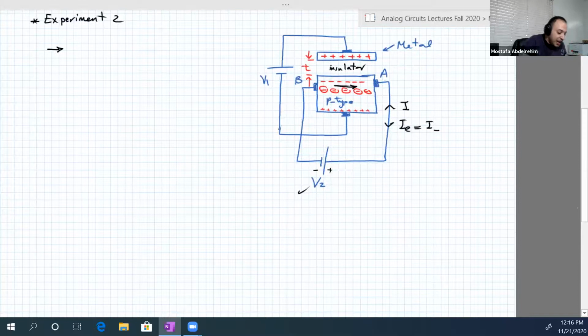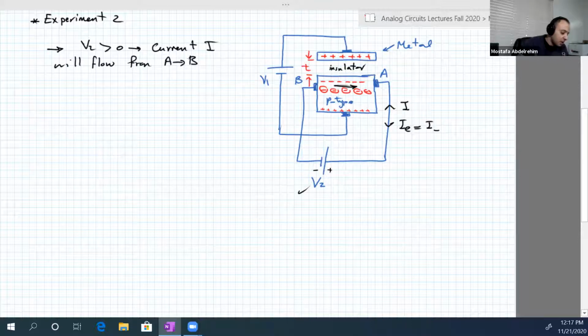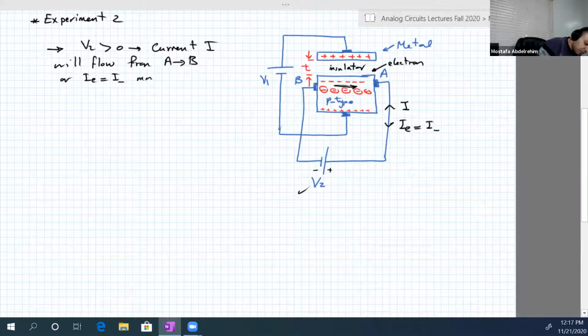But now, when we add V2, and V2 is larger than 0, current I will flow from A to B. Of course, the conventional direction of current is opposite to the electrons. So what would really happen is that these electrons here will move from B to A.